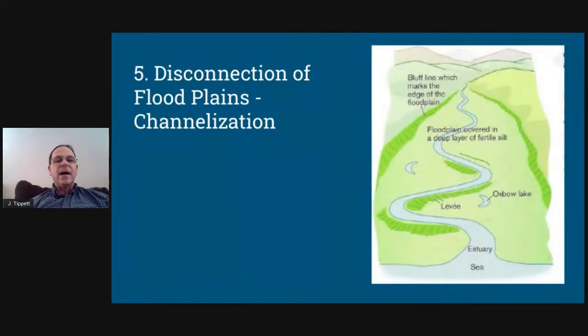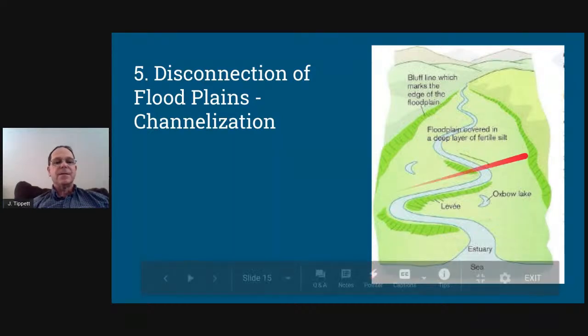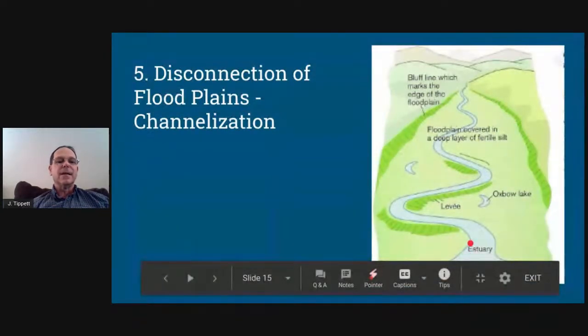Okay, the next way that we interfere with the hydrologic cycle is disconnection of floodplains. So I need to explain this one, right? So think about a river like this, that does the normal meandering that a river does. And a river has what you call floodplains, these areas along the side where the river floods into, right? And those are really important.